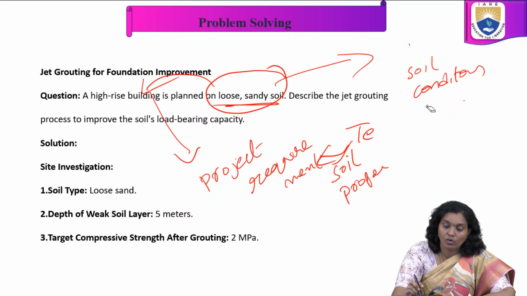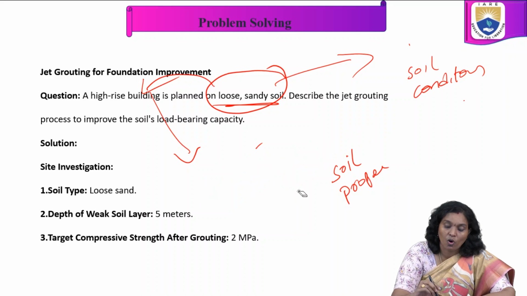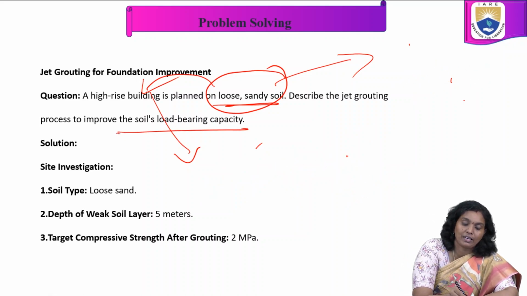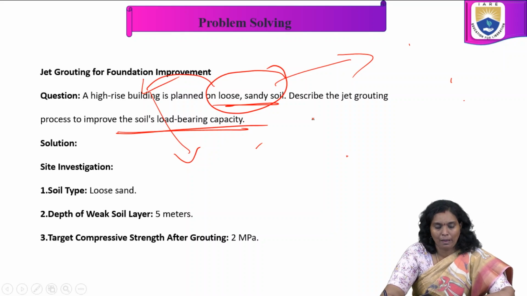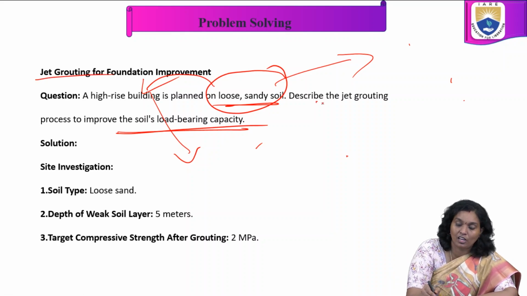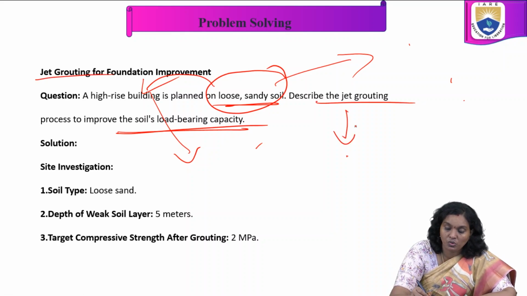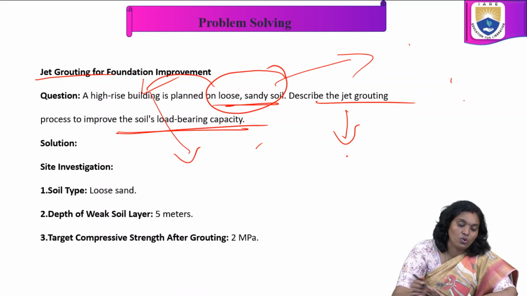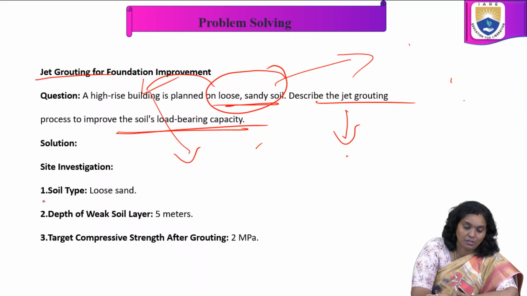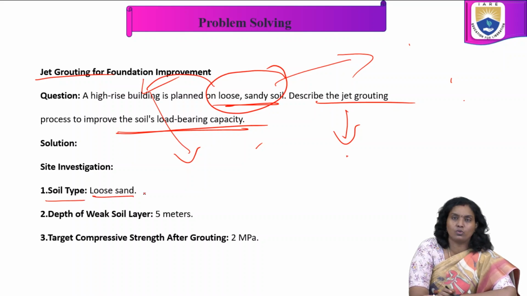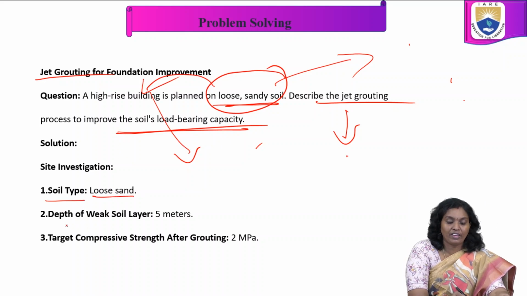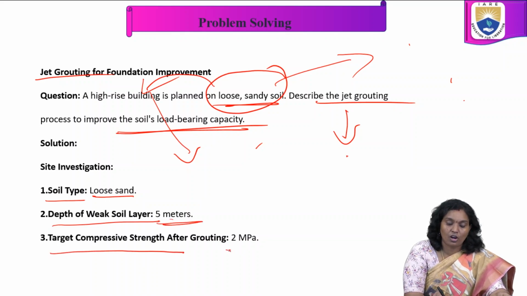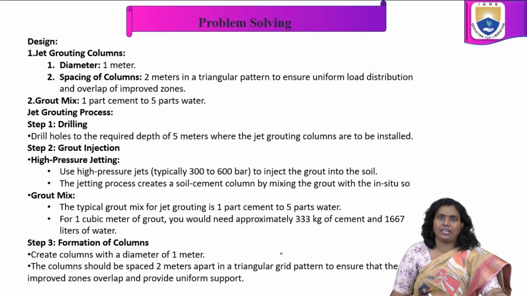In this we are going to increase the soil's load bearing capacity because it's a high rise building. So the expected outcome is load bearing capacity. Here they mention the technique also, so we choose this technique, that is jet grouting. Now in this solution, as per site investigation, the soil type is loose sand. Depth of the weak soil layer is 5 meters. Target compressive strength after grouting is 2 MPa.